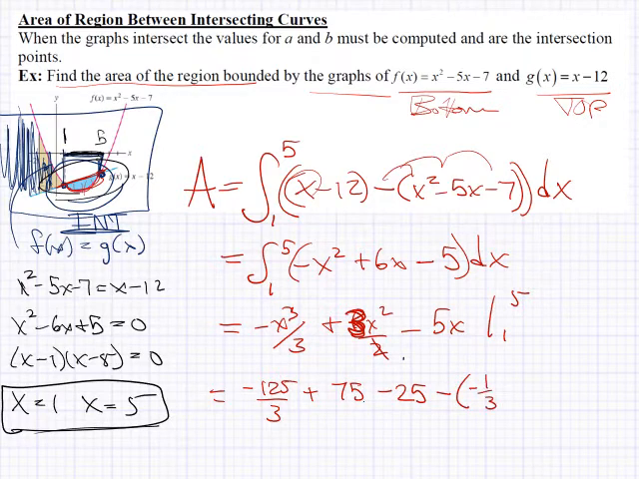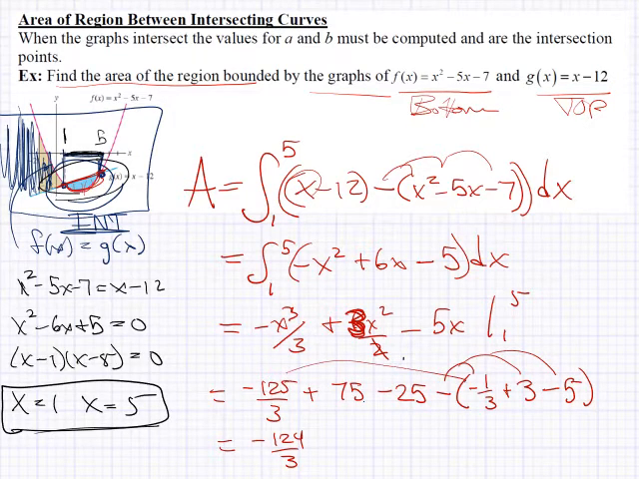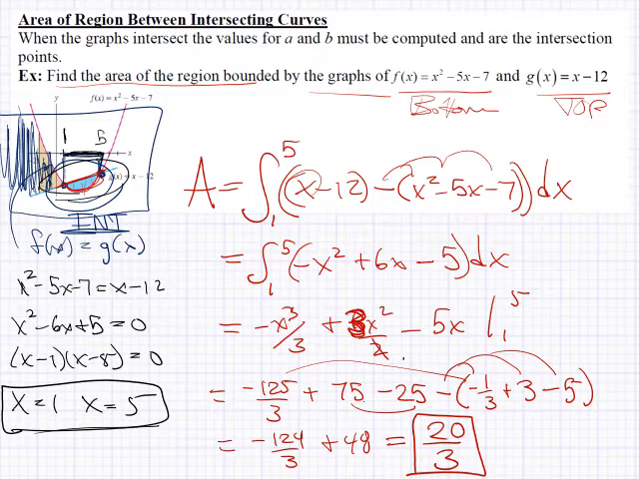And then if I plug in 1 and have to subtract that, I would get negative 1/3 plus 3 minus 5. Again, that's going to be subtracted, so then all those signs would change. So I would end up with negative 124 over 3. That's these two. And then I would have 50. This is a minus 2, so that would be plus 48. So in the end, I would get 20 over 3. And so that area that we were looking at here is 20 over 3.